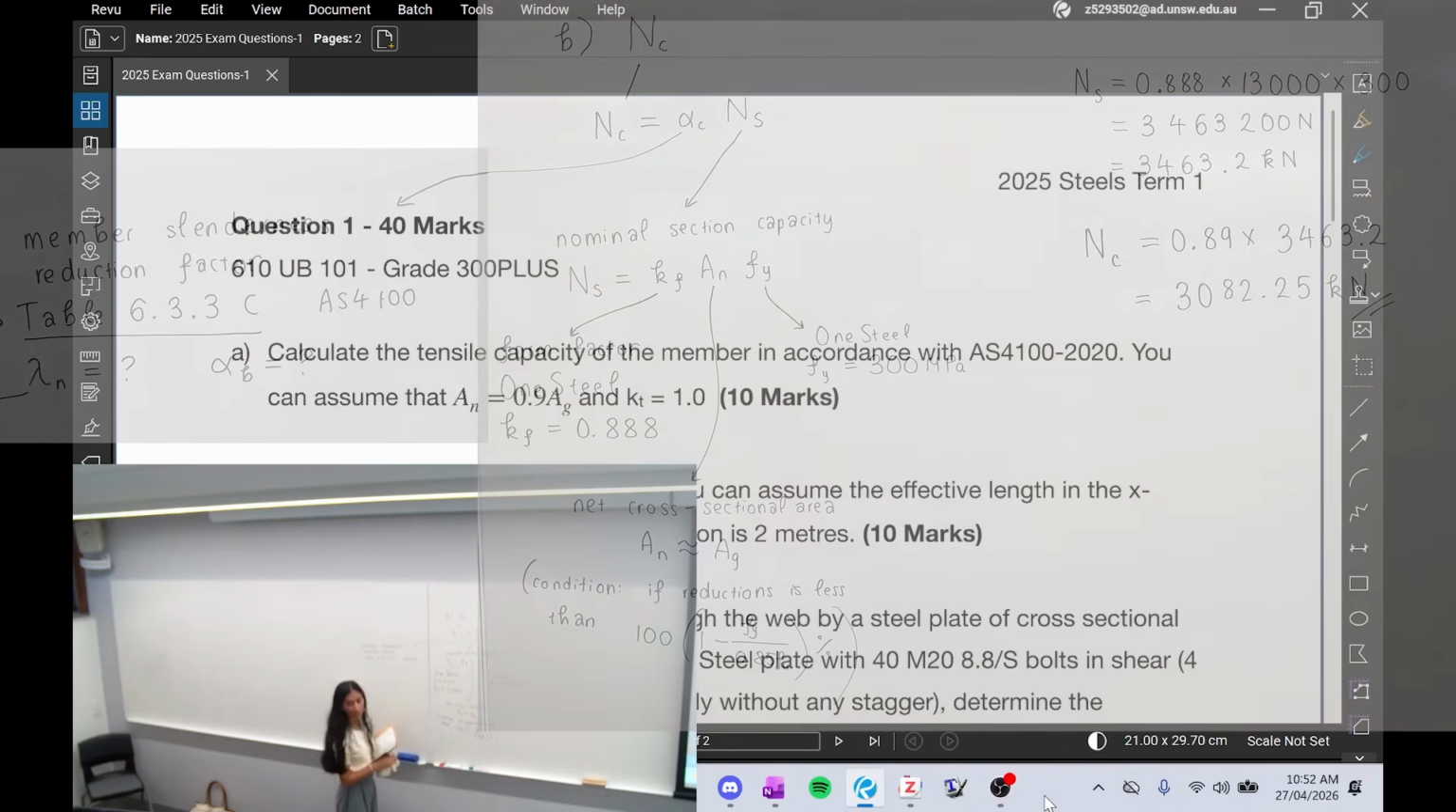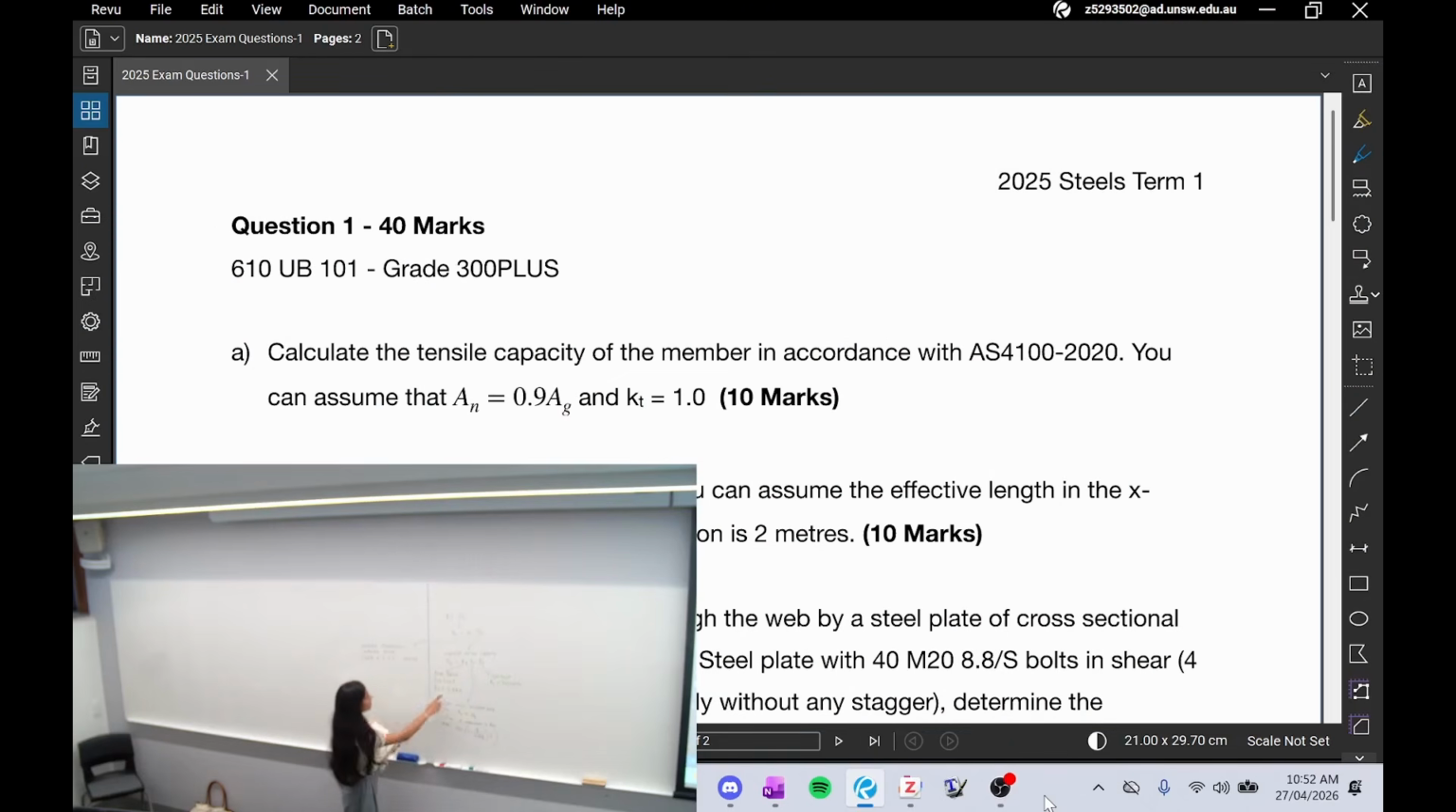Wait, how do you get to KF 0.888? This is from OneSteel. It's at the bottom, so if you look at the notes in OneSteel, it's not in the table itself, it's at the bottom of the page. Oh, sorry, this one should actually be in the table. Sorry, that was the different one that was at the bottom. Do you have it up? Would you like me to have a look? Oh, okay, yeah.